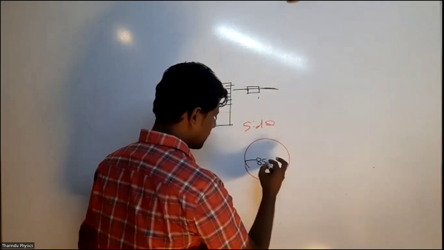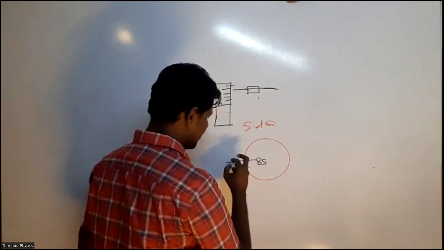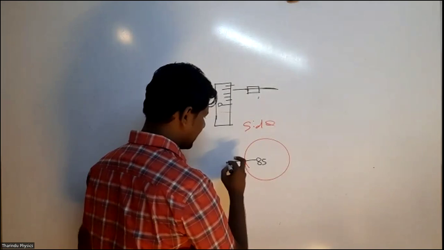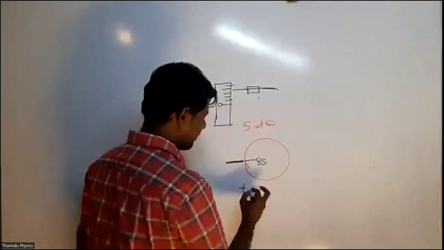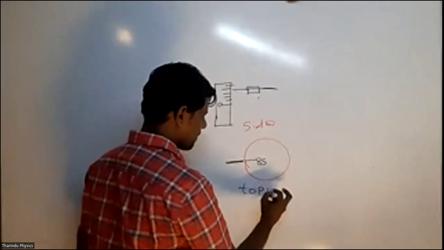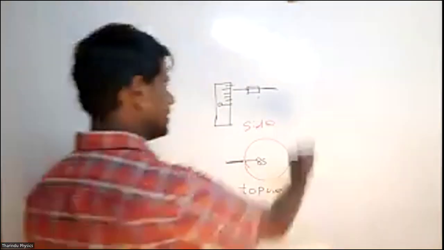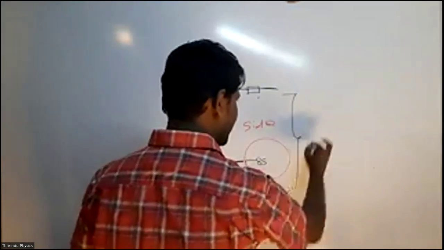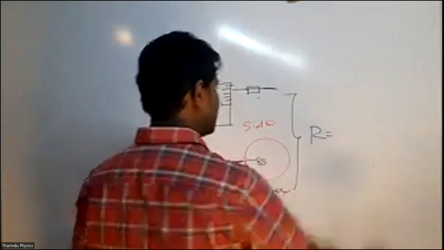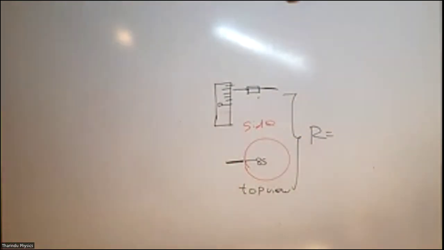The 85 line is coinciding with the reference line. Top view. Now tell me the collective reading here. What is the reading of this device?